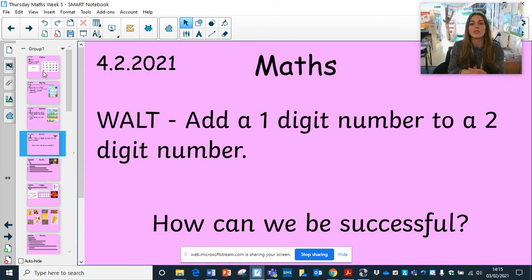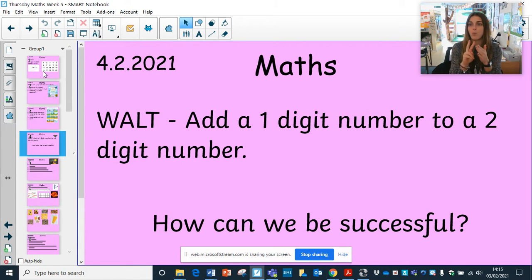So moving on to your learning for today. We are learning to add a one-digit number to a two-digit number. So how can we be successful? First of all, we need to talk about what we mean by a one-digit number and what we mean by a two-digit number. A one-digit number just means there is one number, so that's your numbers from 0 to 9, and then your two-digit number means that there are two digits within the number.